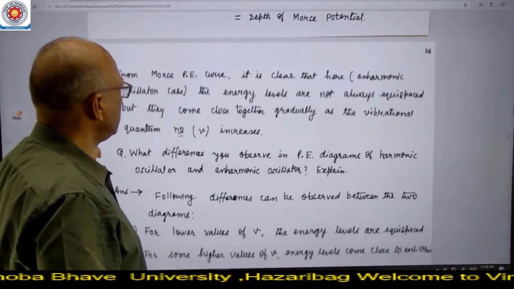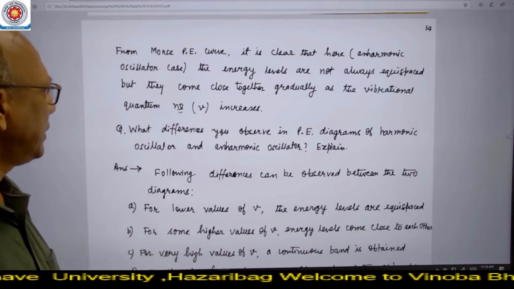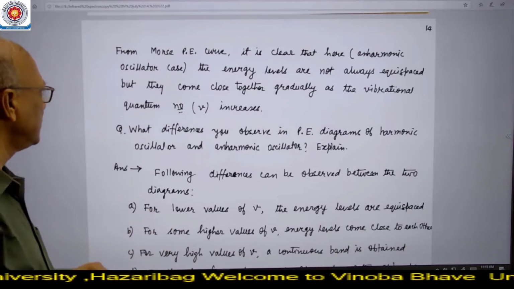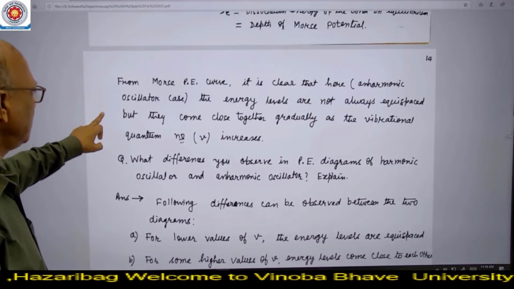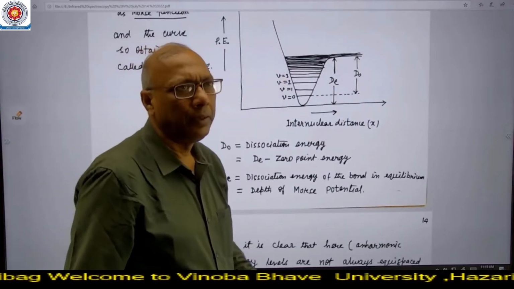From the Morse potential energy curve, it is also clear that in the case of an anharmonic oscillator, energy levels are not always equispaced, but they come close together gradually as the vibrational quantum number increases. This is very clear from the figure.